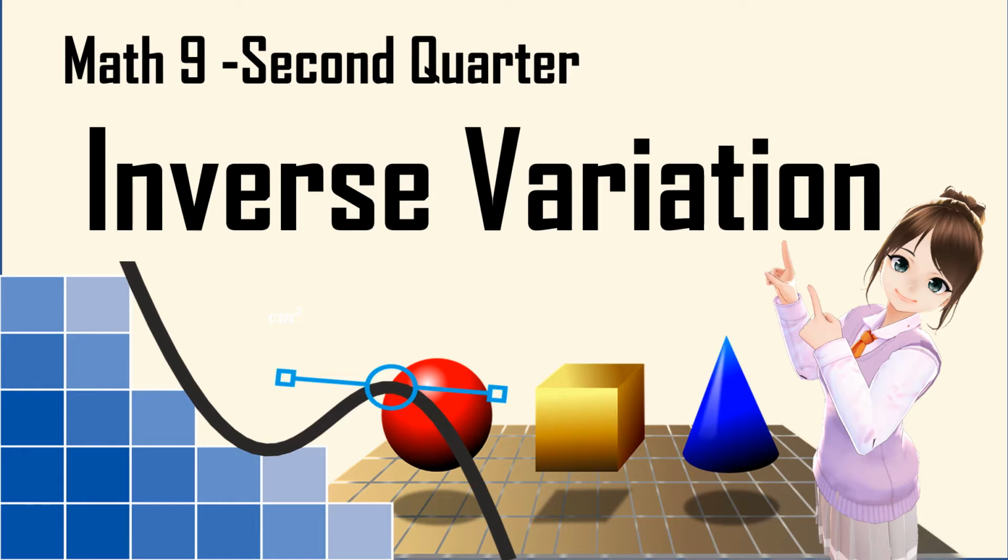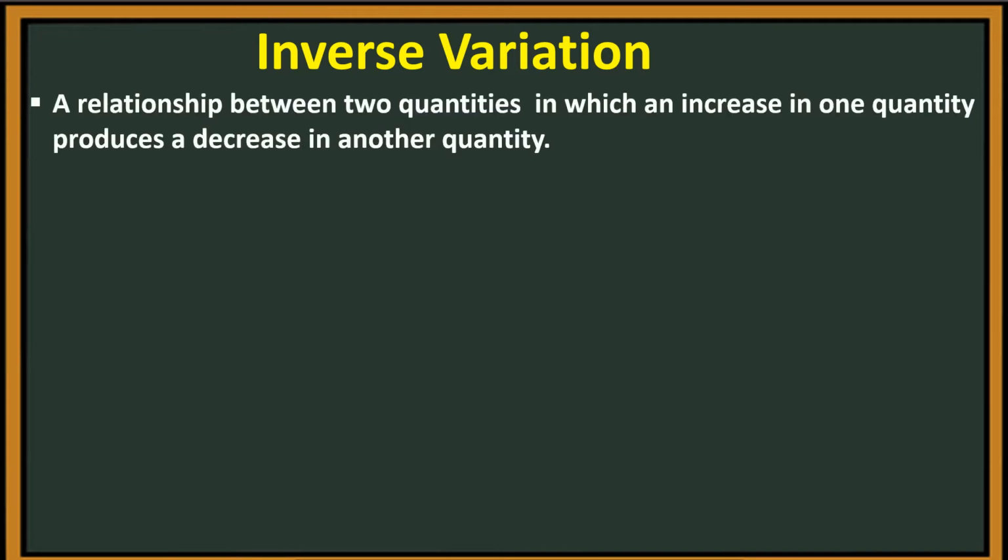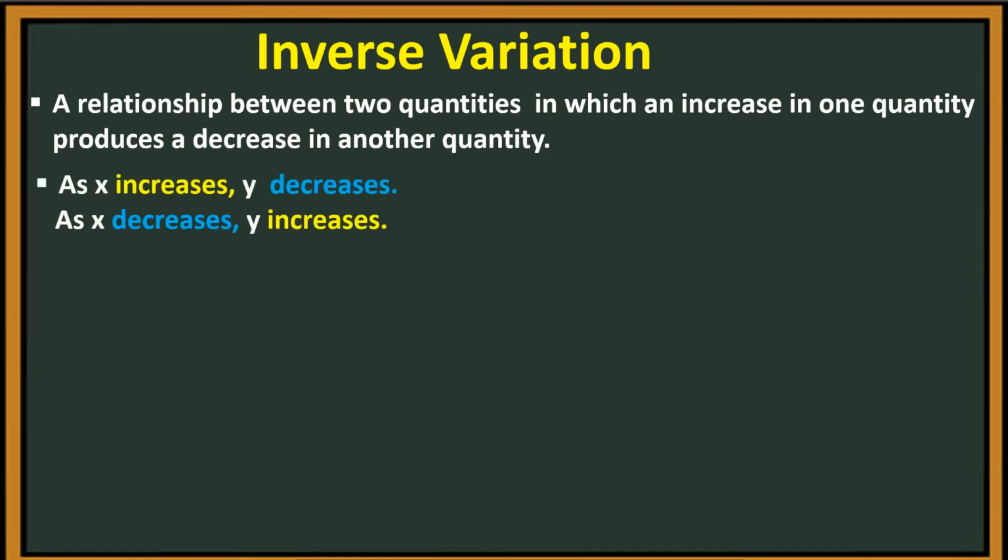This time we're going to discuss inverse variation. What is inverse variation? Inverse variation is a relationship between two quantities in which an increase in one quantity produces a decrease in another quantity. Let us consider x and y as the two quantities. As x increases, y decreases. As x decreases, y increases.